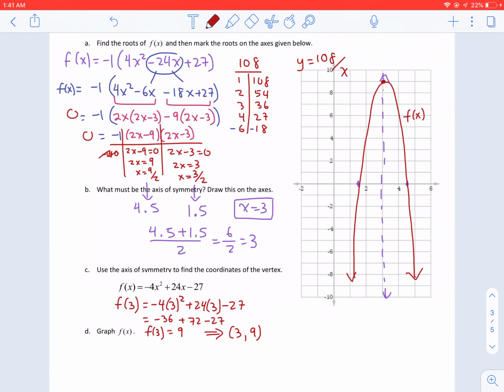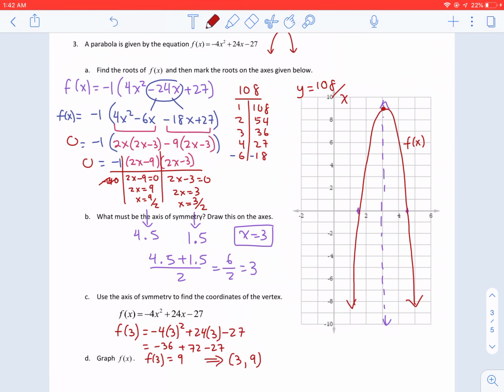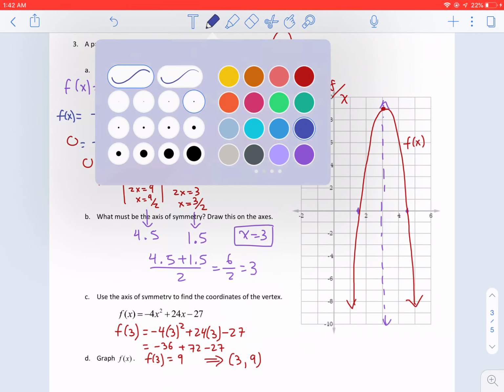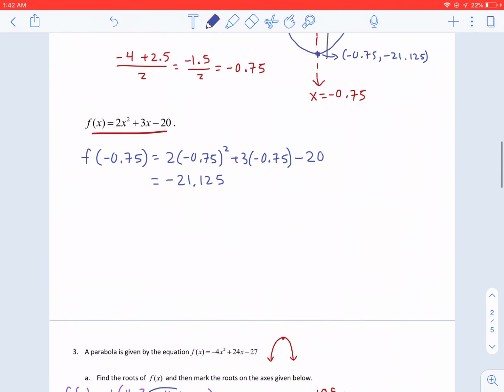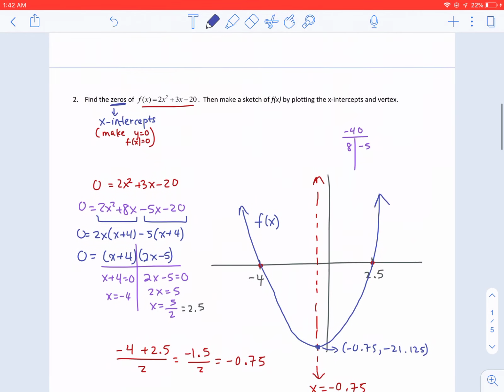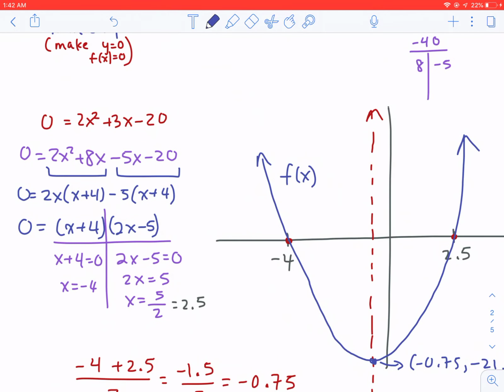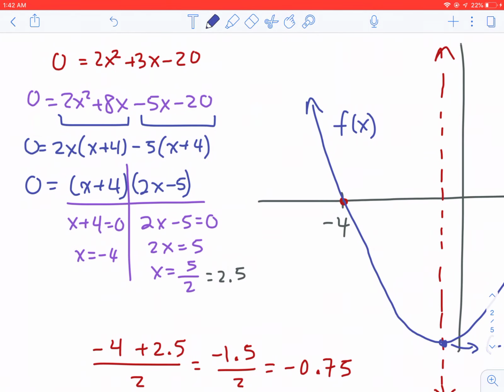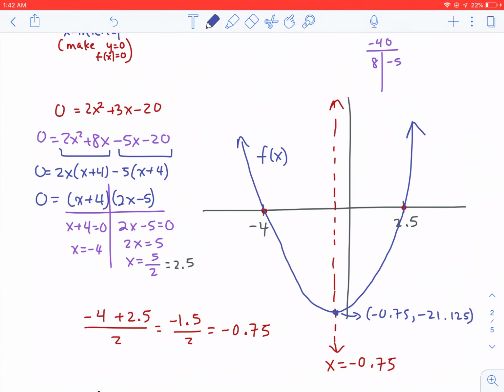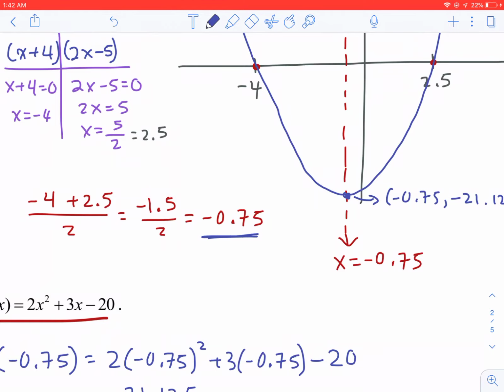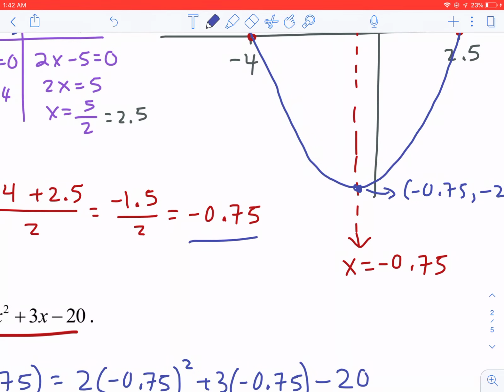So these problems were definitely more challenging, but it's just like we've done before, right? We found the zeros by setting our function equal to 0, right? And then factoring it out and getting the x-intercepts or the zeros. Once we have our zeros, what we do is we find a point in between the two zeros by taking the average of them, or sometimes you can do it by counting. That's going to be our axis of symmetry.